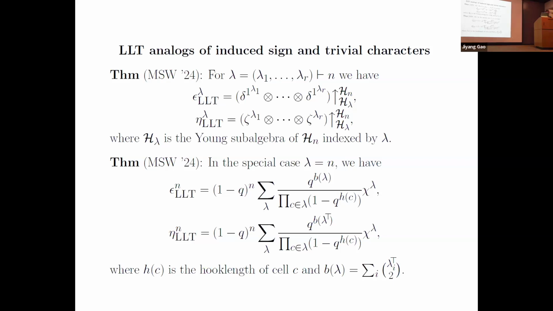In the special case that lambda equals n, we can also express these characters in terms of reduced formulas involving hook lengths and binomial coefficients that come from principal specializations of Schur functions. So now we can understand not just chromatic symmetric functions, but also LLT functions from the point of view of Pecha Kucha.